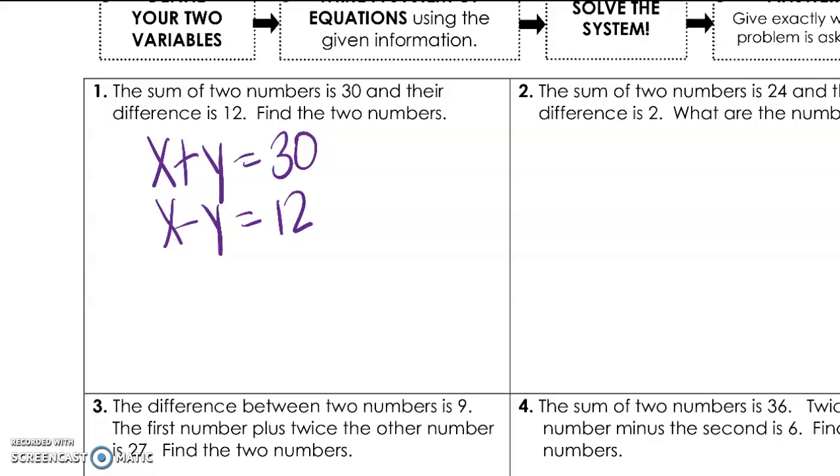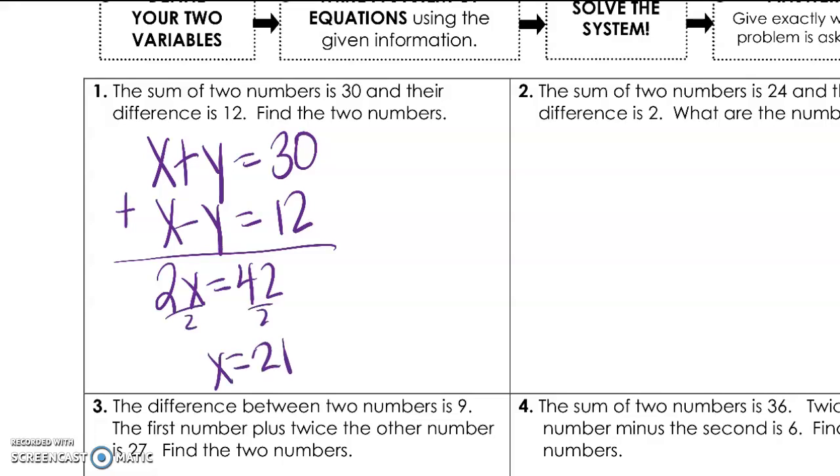So since the variables are already lined up, I'm going to use elimination. I notice we have the exact same for x's and opposites for y. I would rather add, so I'm going to add these two together. So we would get 2x equals 42. Divide, and x equals 21. So we found our first number is 21.